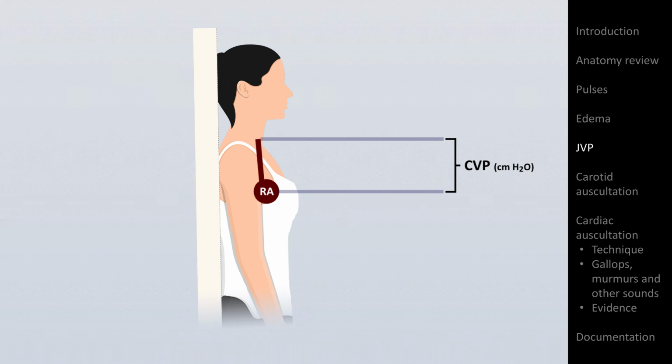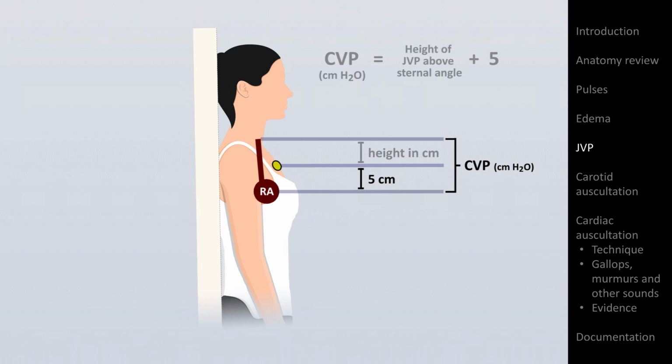But how do we know where the right atrium is? Clinicians make an assumption based on an old observation that the right atrium tends to sit approximately 5 centimeters closer to the ground than the palpable sternal angle. So one can therefore determine the central venous pressure in centimeters of water as the sum of the height of the JVP above the sternal angle and 5 centimeters.